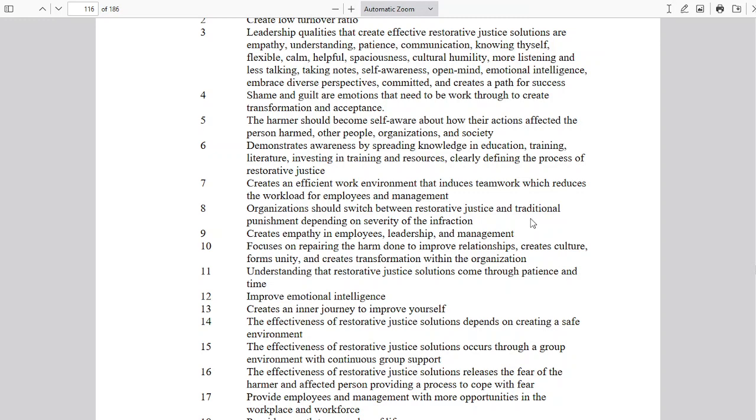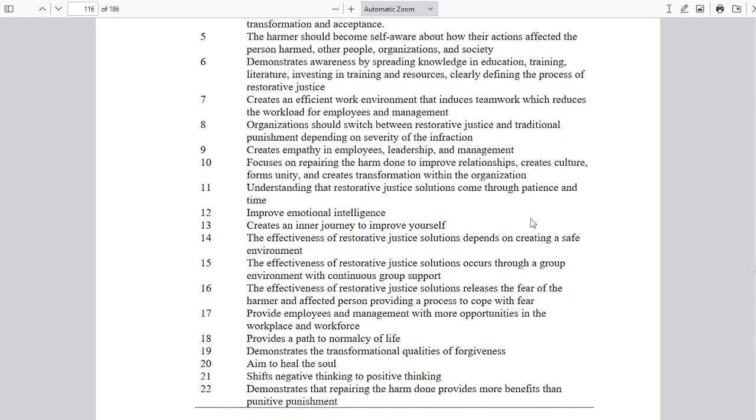9, creates empathy in employees, leadership, and management. 10, focuses on repairing the harm done to improve relationships, creates culture, forms unity, and creates transformation within the organization. 11, understanding that restorative justice solutions come through patience and time. 12, improve emotional intelligence.